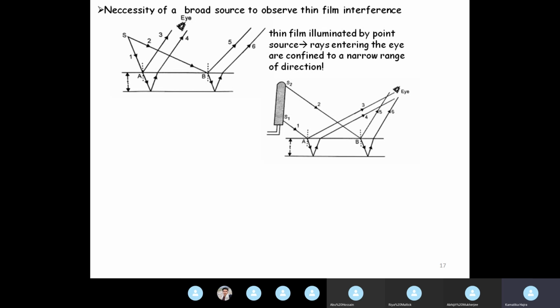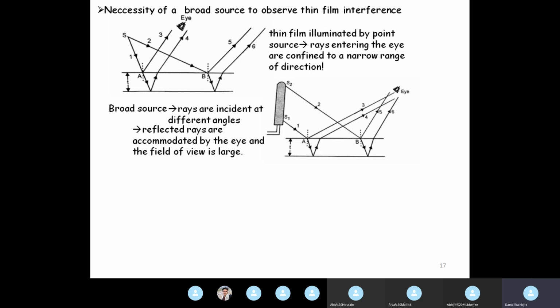Whereas if you have a broad source like this, see here the source is like this, S1 and S2. What happens is exactly what I have shown in this picture. The rays are incident at different angles from the different points of the source, and the reflected rays therefore are accommodated by the eye, and the field of view becomes very large. So in order to observe fringe patterns in thin film interference, we need a broad source of light. With a single point source, things will happen, but we won't be able to see it with our eyes.